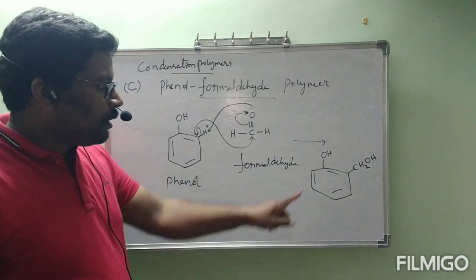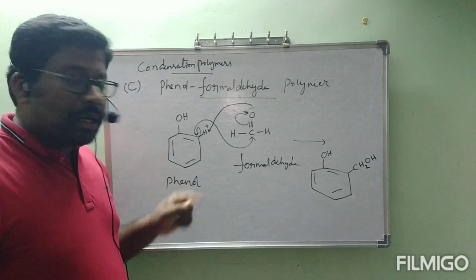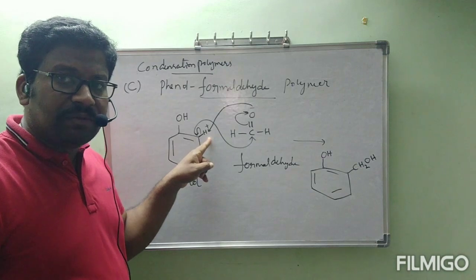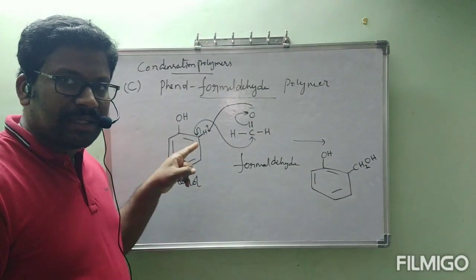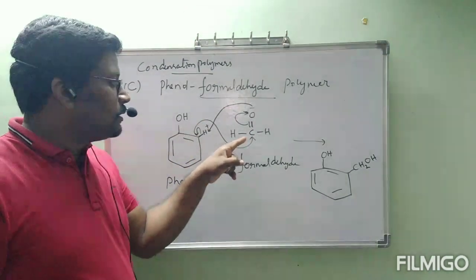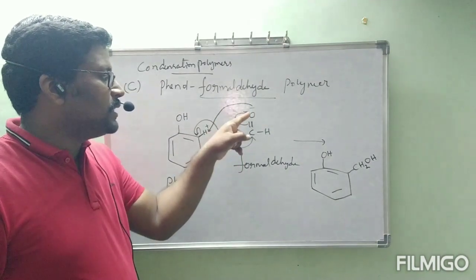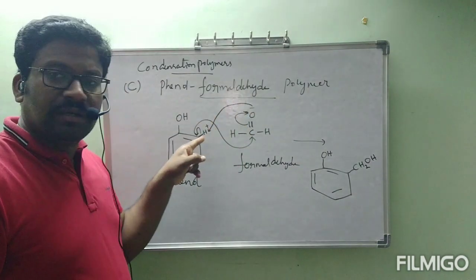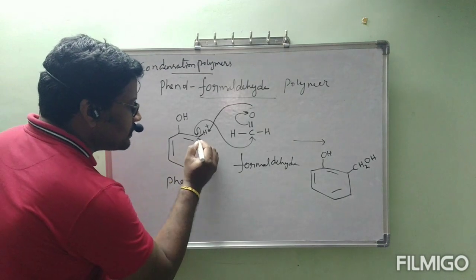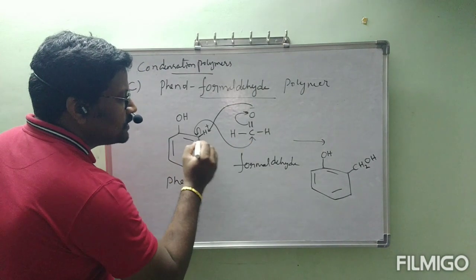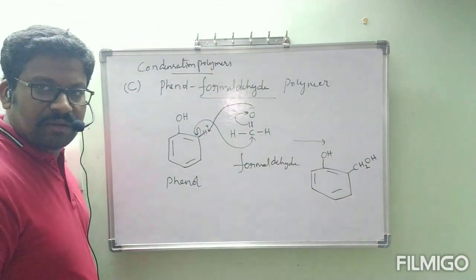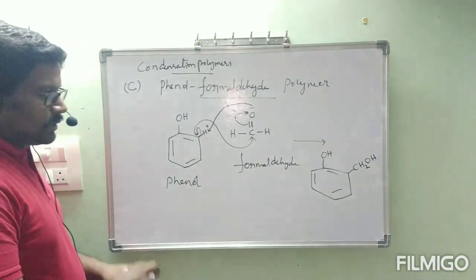One more time. Phenol. In ortho position, CH is there. That CH bond is cleaved towards carbon as C minus. Then that C minus is going to attack this carbon. At that time, this pi bond is shifted towards O minus. Immediately that O minus will attack this H plus, and it will be formed as OH. This carbon is going to form a bond with this carbon, bonded as CH2OH. This is the compound which we got by the first reaction. Is it clear? Next.